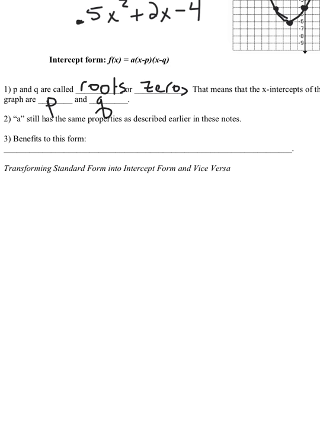A still has the same properties as described earlier in these notes. Earlier I forgot to mention that also if A is negative, it tells us which way the graph is going to open. If A is negative, the graph is going to open down, and if A is positive, the graph is going to open up. I forgot to say that again, so now I'm going to say it here.